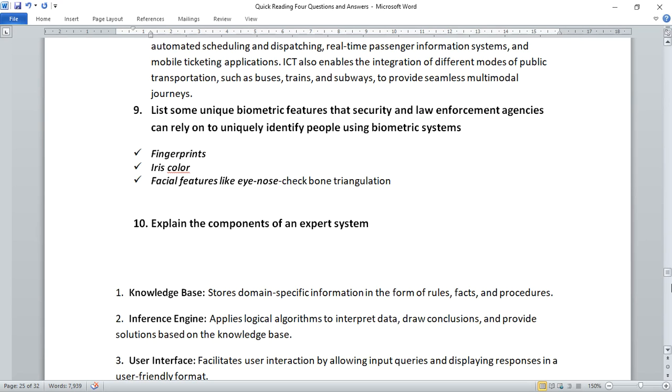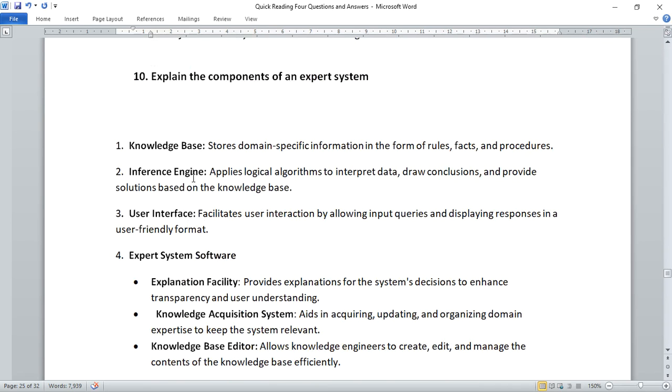List some unique biometric features that security and law enforcement agencies can rely on to uniquely identify people using biometric systems. So you can talk about fingerprints, iris color, facial features like eye, nose, cheekbone, triangulation. So these are some of the features that a biometric may check.